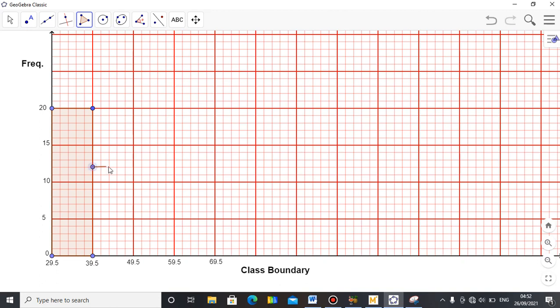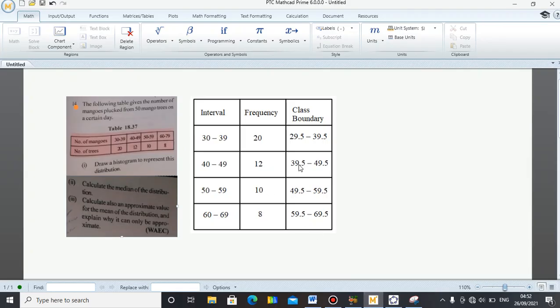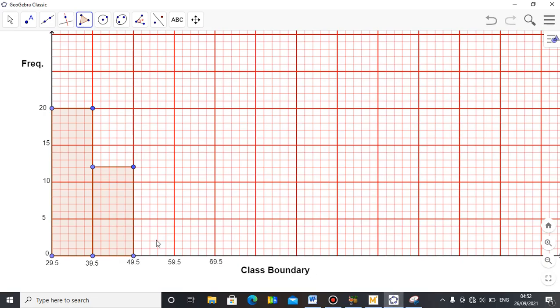You get your point, and you move from 39.5 to 49.5. You come down here, 39.5. You come here, you end up here. So this is the second bar. So 12 is from 39.5 to 49.5. So that is what I've done.